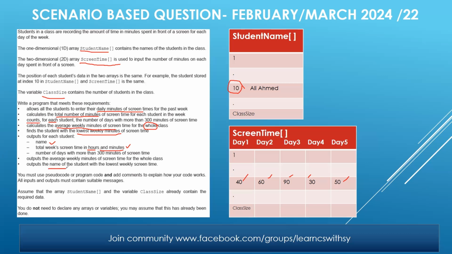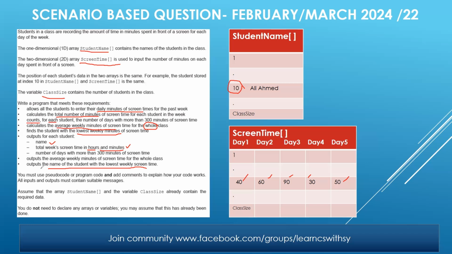Which child has spent the lowest time on screen? So the name is supposed to be displayed as well. It's not only the lowest time, the lowest duration that is supposed to be output. Along with that, we have to display the name of the child also who's spending the least amount of time on screen. Fine. Any questions?